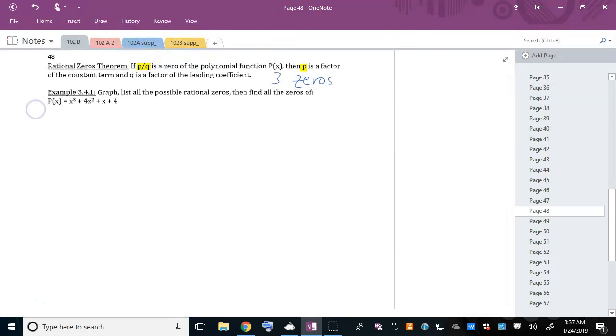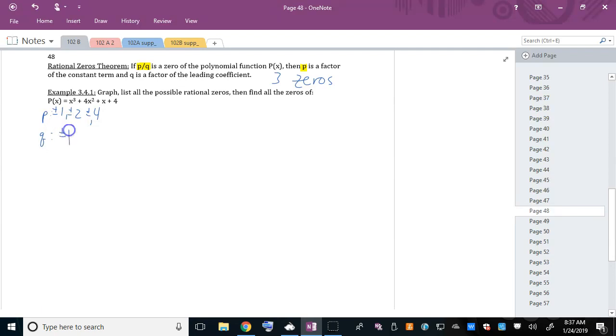So let's look at our polynomial. Again, p is a factor of the constant term. My constant term is 4, so 1 times 4 is 4, and 2 times 2 is 4. Now when I list these possibilities, regardless of the sign in the actual problem, I am going to list both plus and minus. Now q is a factor of the leading coefficient.